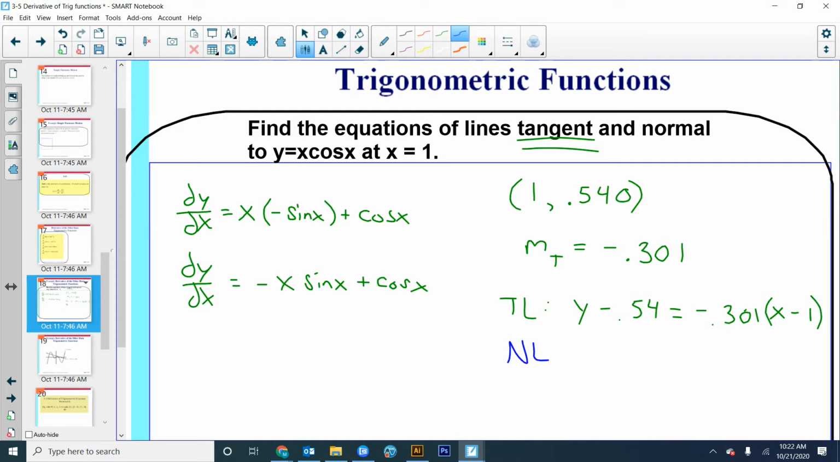Normal line, y minus 0.54 equals... What's the slope of the normal line? What'd you get? 1 over 0.3. Yeah, good, you made it positive, good. And the reciprocal, right, 1 over 0.301, which is? Gotta be more than 3, right? 3.32. Thank you. 3.322.